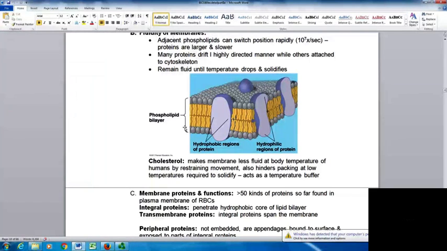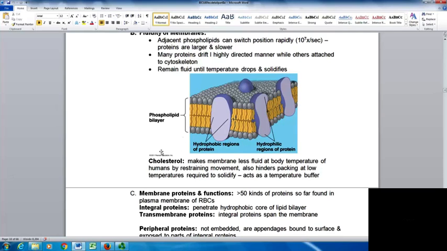Cholesterol is important. It makes the membranes less fluid at the body temperature of humans by restraining the movement. It also hinders the packing at low temperatures that is required to solidify. So it acts as a temperature buffer and allows us to survive in a wider temperature range.